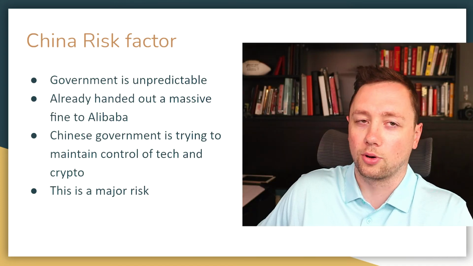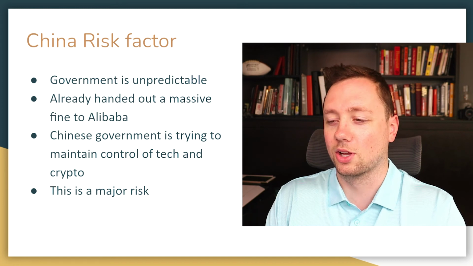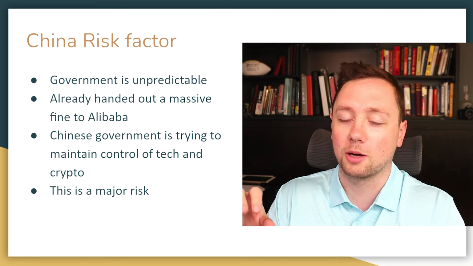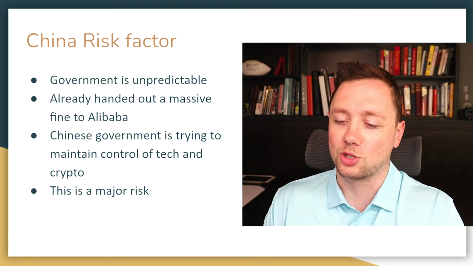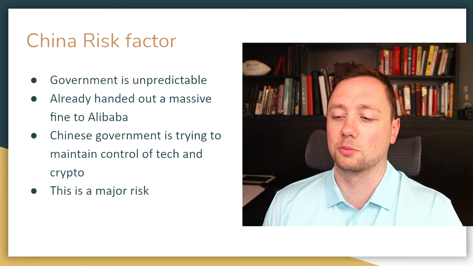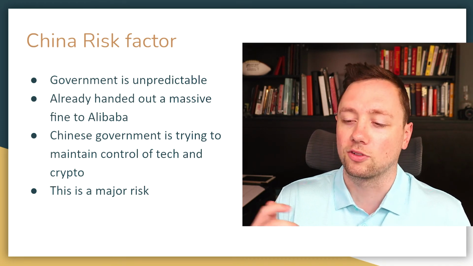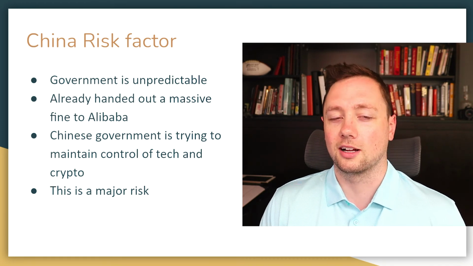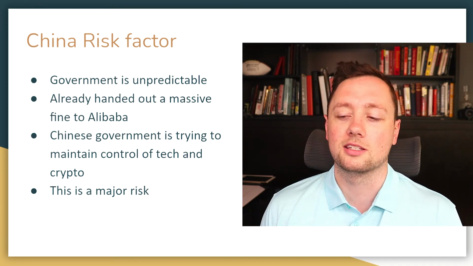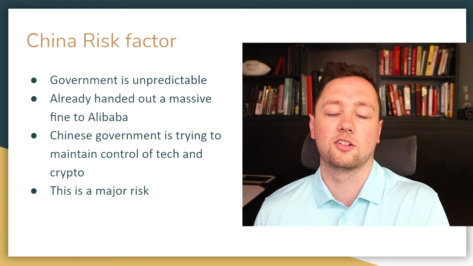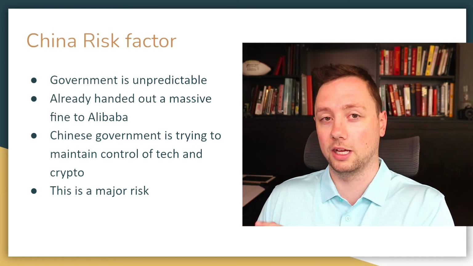Now, the problem with Alibaba, and that you need to understand, is that Alibaba is located in China, and that government operates a whole lot differently than the governments here in North America. And so it can be a major risk factor because that government has already handed out a massive fine to Alibaba for $1.4 billion. Not to say that that can't happen again, but it's definitely a risk factor that you need to consider. There's also the chance that the Chinese government kind of slows down the growth of these major tech companies. It could be a major risk.